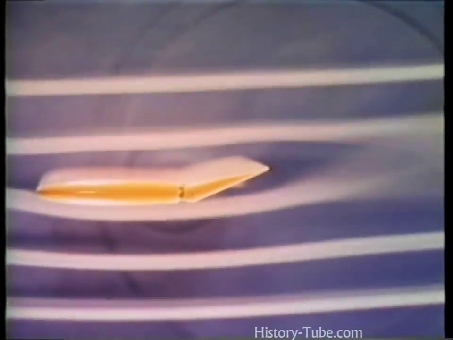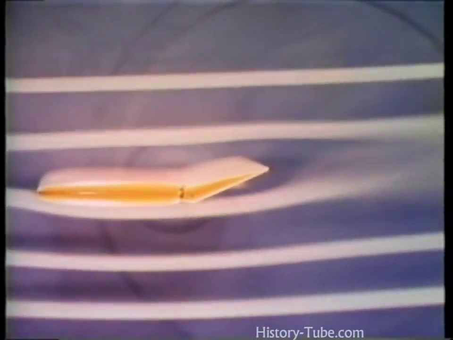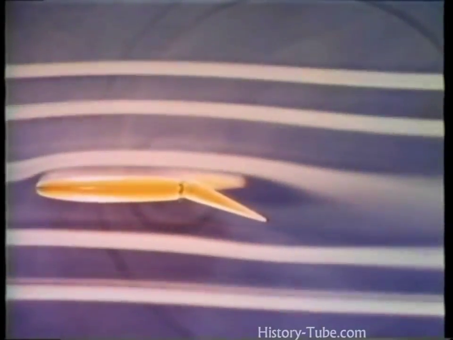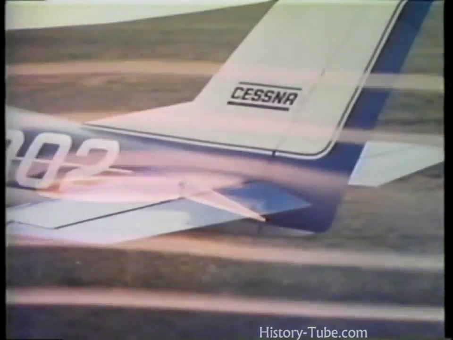This smoke tunnel model shows how control surfaces work. When the hinged surface is moved away from the streamline position, we increase camber. This gives us a controlled pressure difference which produces a desired force.